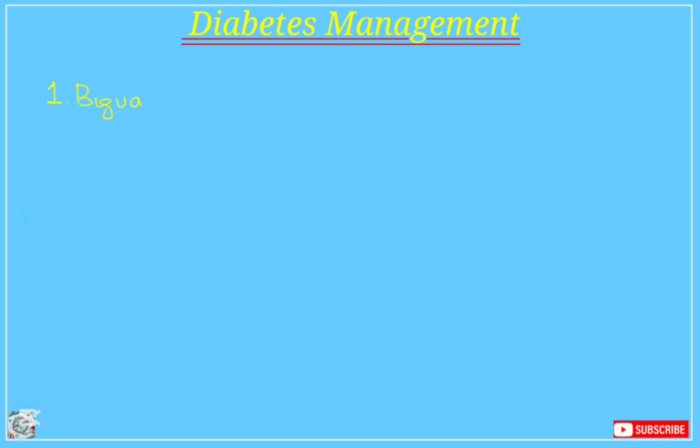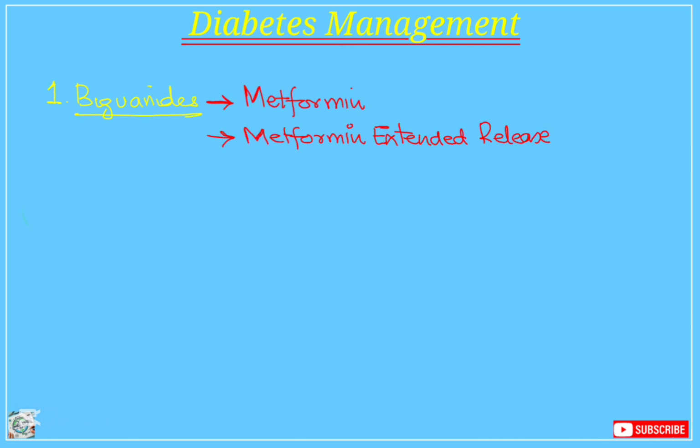Let's start with biguanides. The medications in this class are metformin and metformin extended release. Metformin is the first-line drug for almost all patients with type 2 diabetes unless there are contraindications. It's widely used because of its effectiveness, affordability, and low risk of hypoglycemia. So, how does metformin work?